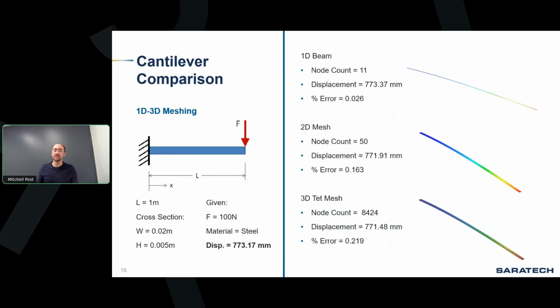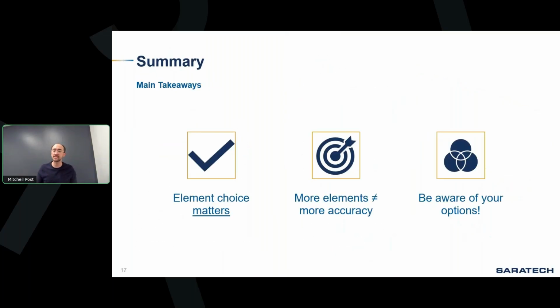So really be aware of your options when you're meshing and make sure that you're getting the most out of what this program offers. So, the main takeaway is element choice matters. Siemens has a really nice element handbook that you can look at. It goes over all the element types, and it's a little confusing, but a lot of elements were made for specific things. So you want to be aware of your options. Again, more elements does not necessarily equal more accuracy, as we saw in that cantilever comparison. And like I said, be aware of your options.